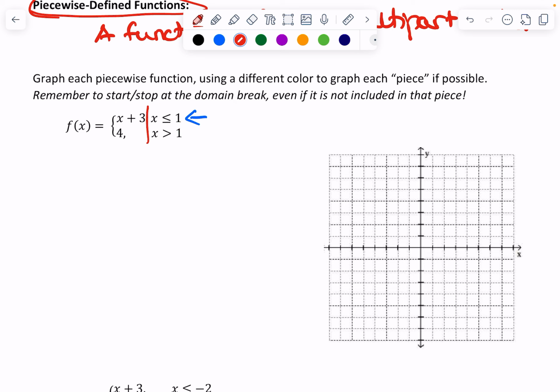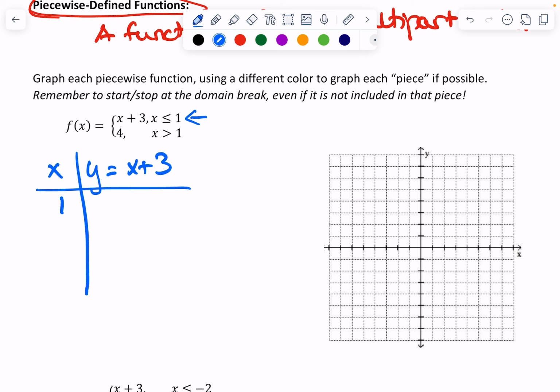So what that means is that we've got the two different parts. It looks different depending on if x is less than 1 or if x is greater than 1. So for this first part, it means that we have y equals x plus 3. And now what we need to do is start with the 1.